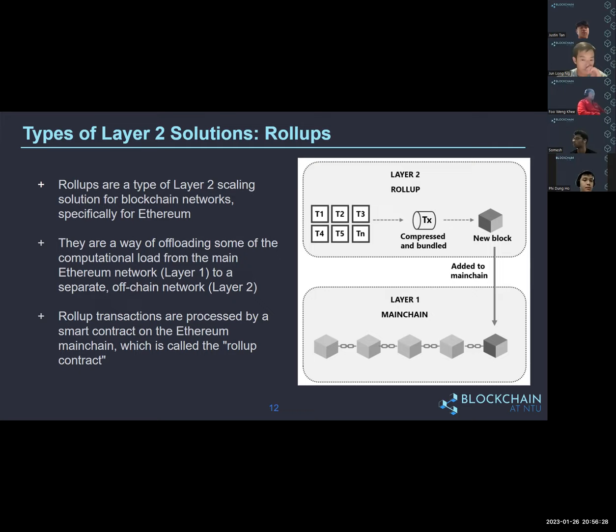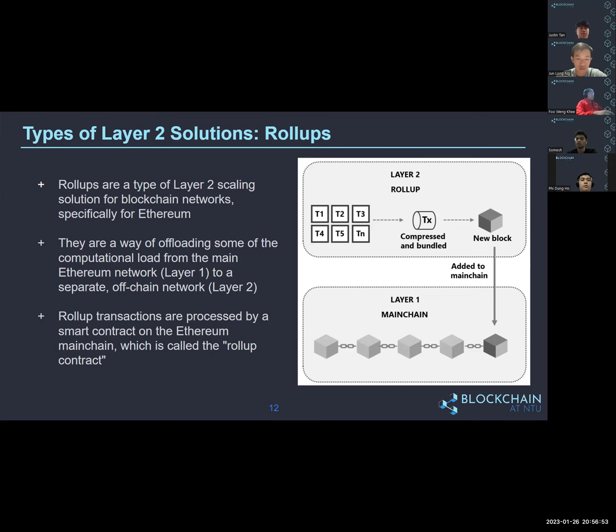The rollup transactions are sent to a witness contract on the Ethereum main chain, which stores a commitment of the rollup transaction. This commitment serves as a proof that the transactions have been processed and are valid. So rollups offer a way to scale the Ethereum network by reducing the number of transactions that need to be processed on the Ethereum network.